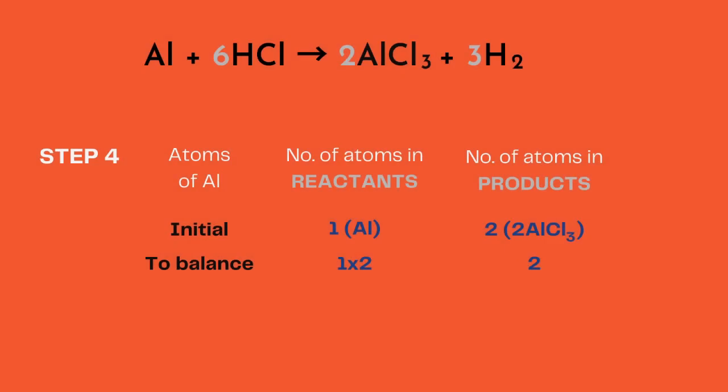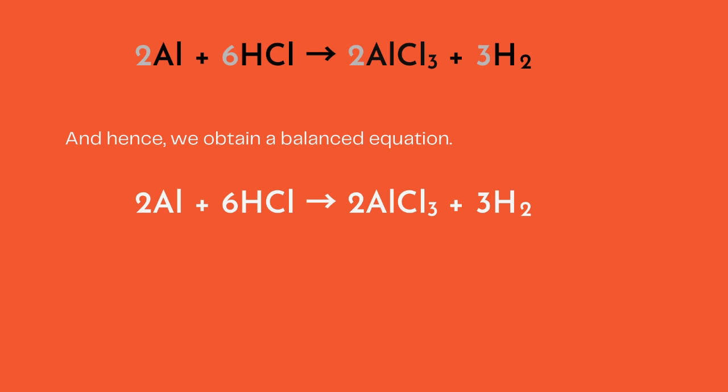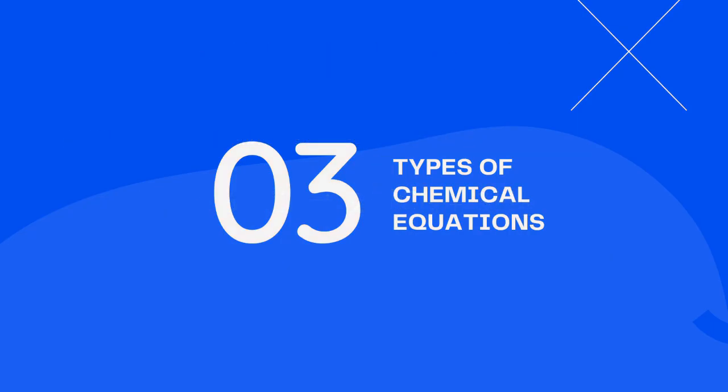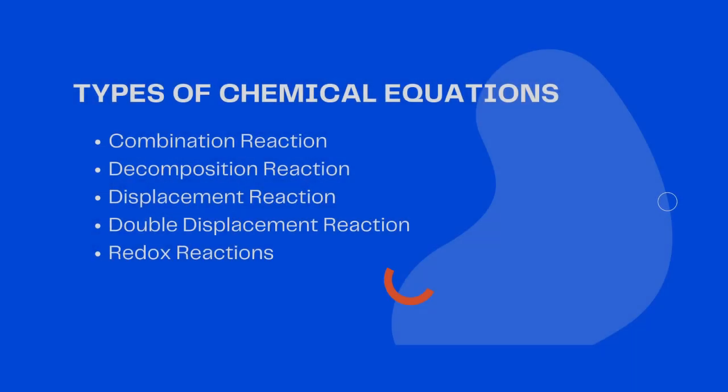And then step 4 is to finally balance the aluminum. Initially there's only 1 in the reactant side, but in the product there are 2 because of 2 AlCl3. To balance that, in the reactants we add 2 Al. So the reaction will now become 2 Al plus 6 HCl gives 2 AlCl3 plus 3 H2, and hence we obtain a balanced equation. Moving on, the interesting side of this chapter, that is the types of chemical reactions. What are the types?